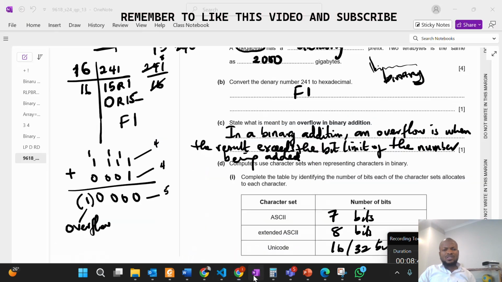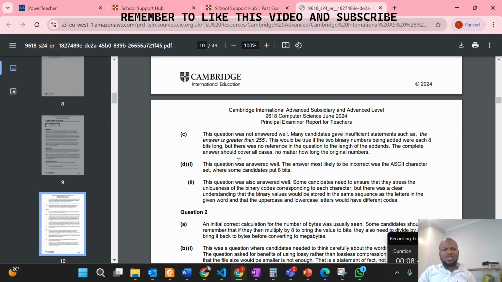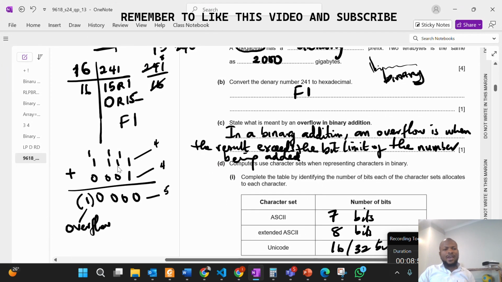For question 1C, when you are asked to state what an overflow is, this question was not answered well. Many candidates gave insufficient statements, such as the answer is greater than 255. Who told you? Look at the example I made. The example is adding two 4-bit system. So this is not 255. This is not an 8-bit system. So how could you say the answer is more than 255?